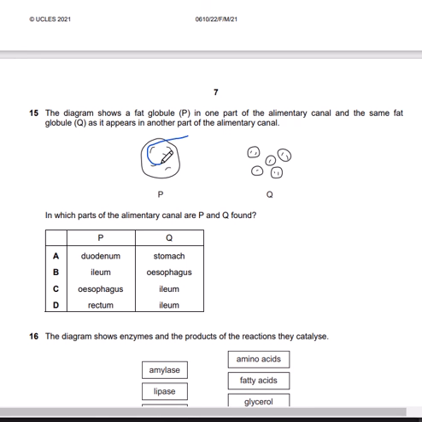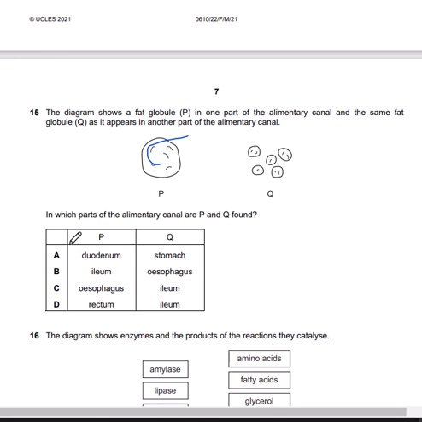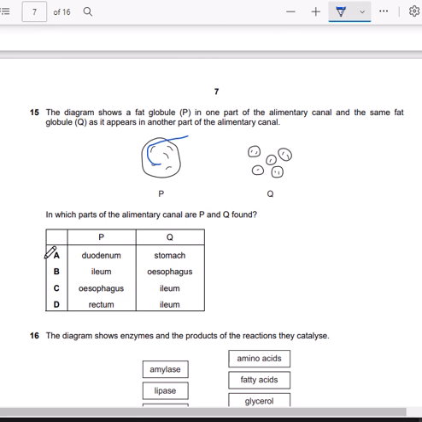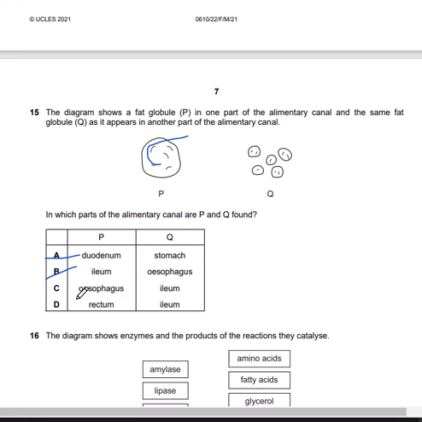It's not in the duodenum because the fat gets broken down, or emulsified, using the bile, so it gets broken down into smaller pieces, so that's not in the duodenum. Nor the ileum, because the ileum is the second part of the small intestine, which is after the duodenum. It's also not in the rectum because it gets digested, so that leaves you with the esophagus.